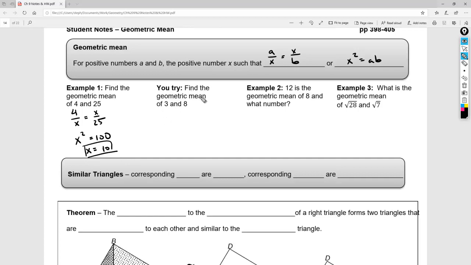Same thing here. So find the geometric mean of 3 and 8. So all you would need to do is set up x squared equals 3 times 8, which is 24. And solving, x would be the square root of 24. We could simplify this to 2 root 6 if you want.